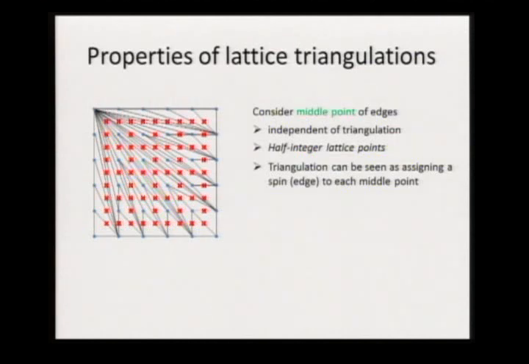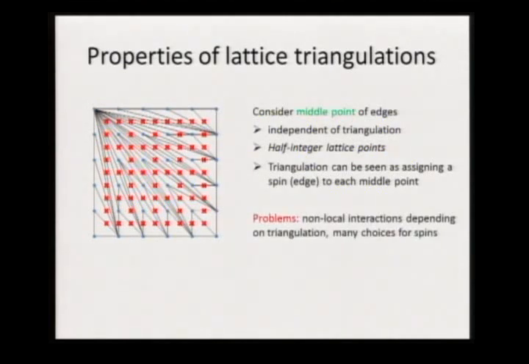Okay, so we can frame this problem of lattice triangulation in the language of spin systems, but there are some problems. There are some particularities of this object. For example, there are non-local interactions between these midpoints. If you look at this triangle, this edge has a midpoint here, and it shares a triangle with an edge whose midpoint is up there.